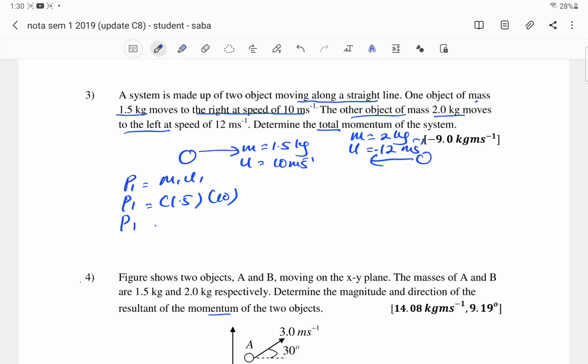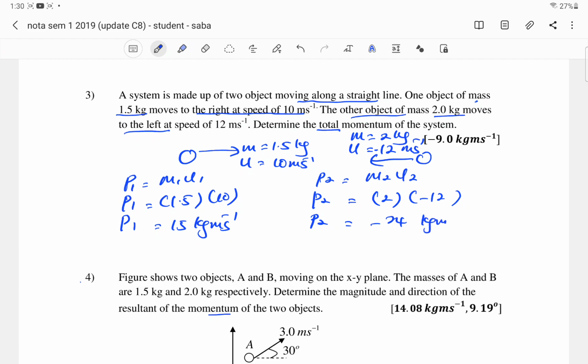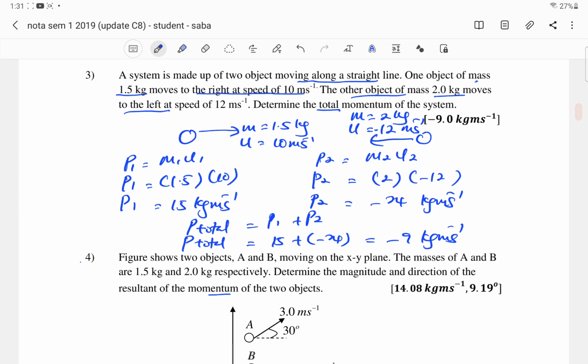1.5 times so P1 equal to 15 kilogram meter per second. So we have P2, M2 U2, so P2 negative 12, so P2 equal to negative 24 kilogram meter per second. So the P total, P1 plus P2, so P total, 15 plus negative 24, so we have negative 9 kilogram meter per second.